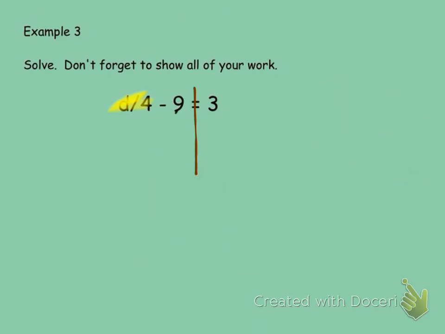Okay, now I want to do the inverse operation of subtracting 9. So basically I want to find a way to get negative 9 to 0. In order to do that, I need to add 9 to both sides. Okay, so when I do that, my 9s are going to cancel out, and I'm left with d divided by 4 is equal to 12.